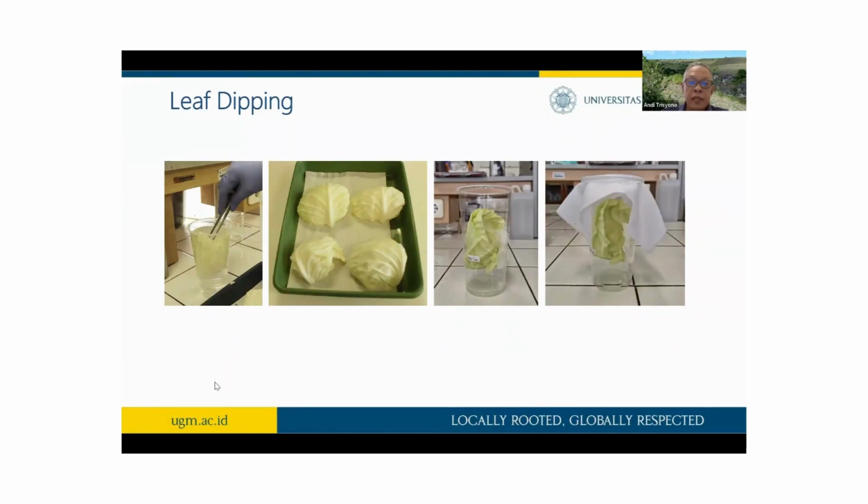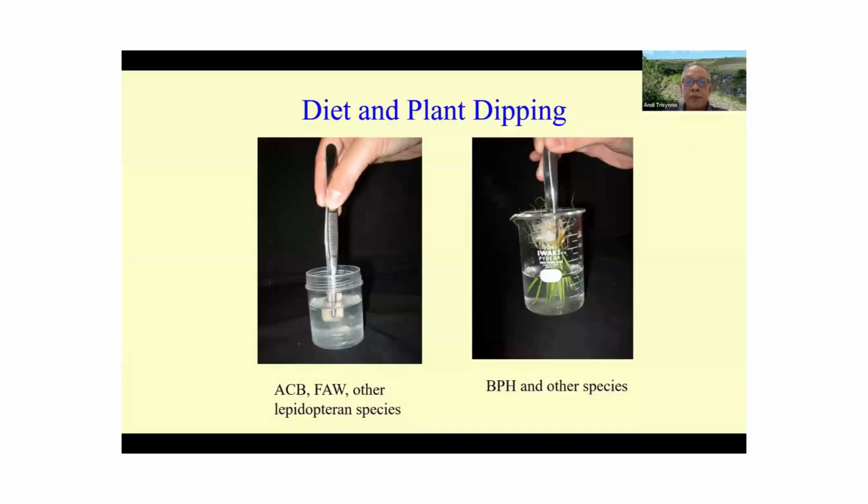So this is going to be very easy because you do not need a lot of measurement. Basically, make the concentration that you want to test, and then dip, and then air dry it, and after that put on the cups or on the petri dish, and then release the larvae, and then do the observation.